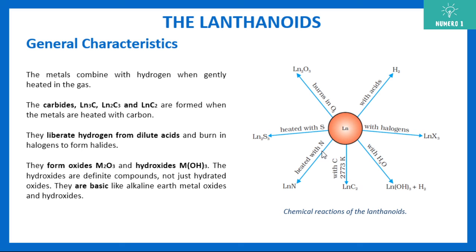Heated with nitrogen, they form LnN. Heated with sulfur, Ln2S3. Burns in oxygen, Ln2O3. These are the general reactions which are followed by almost all the lanthanoids. If you remember this diagram, you can write down all the equations and reactions of lanthanoids. So take a minute and analyze all this. You can go through the theory part here as well.